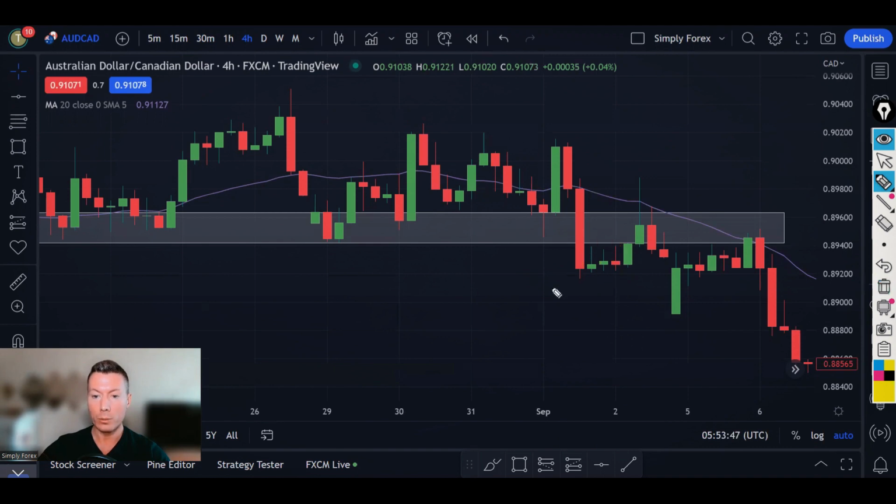Remember, we need to see a break of these lows, and we need to see it on the next candle or potentially the second candle. We need to see that happen quickly. If it doesn't, just get out of the trade. It is not a breakout. So let's say we got out here. This is our stop.